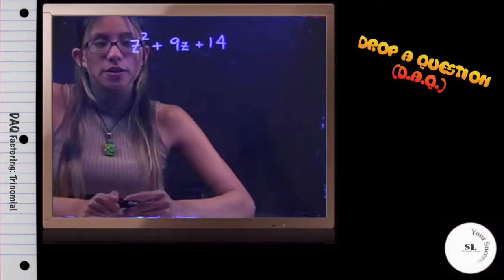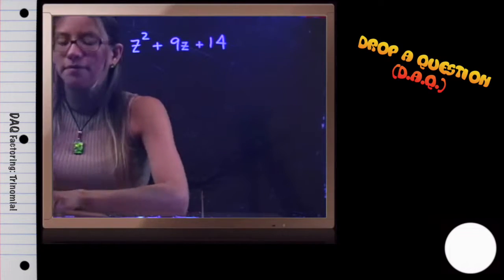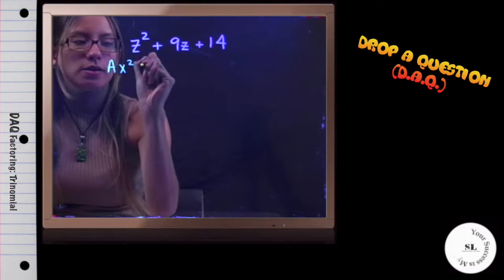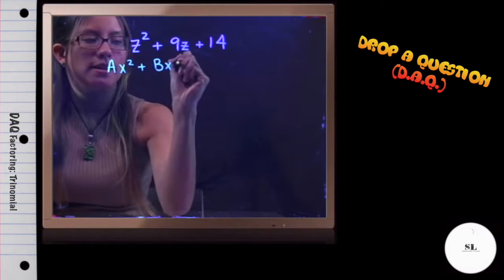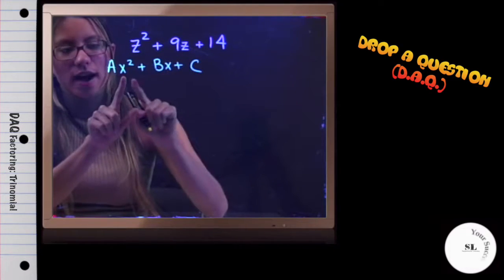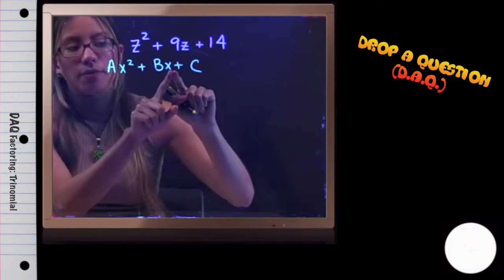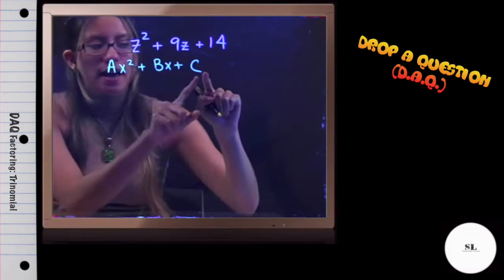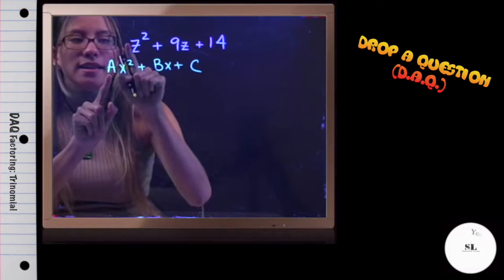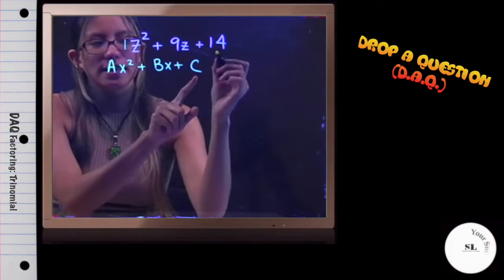So what we're going to do is, because this is in the form of a quadratic, ax squared plus bx plus c. In this case, we have z's instead of the x's, but the point is you have two of a variable, which we do, z squared. We have one z to the first, and then a, b, and c are numbers. So our a in this case is a 1 right here. Our b is 9, and our c is 14.